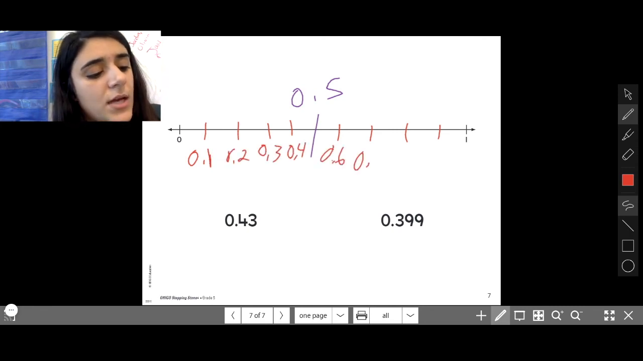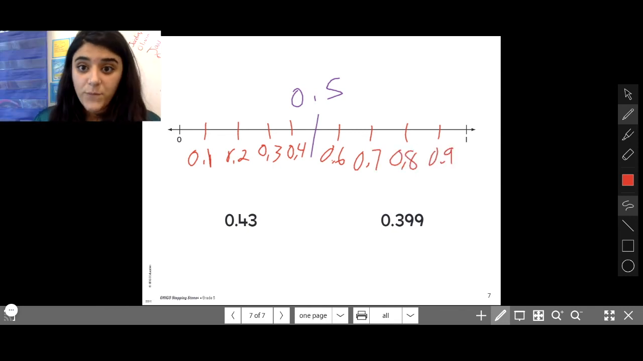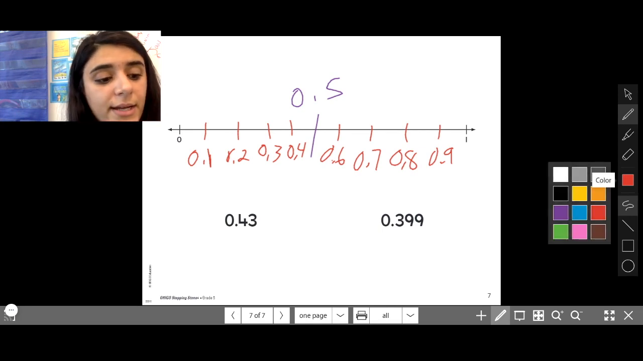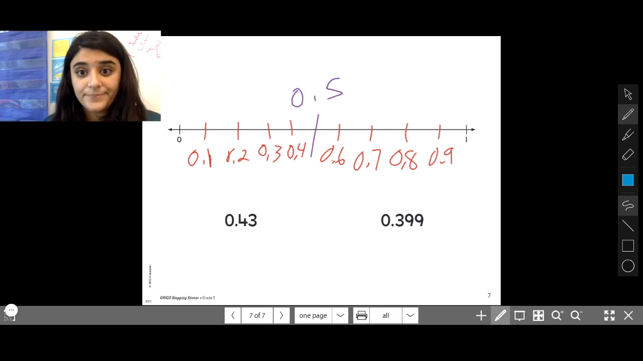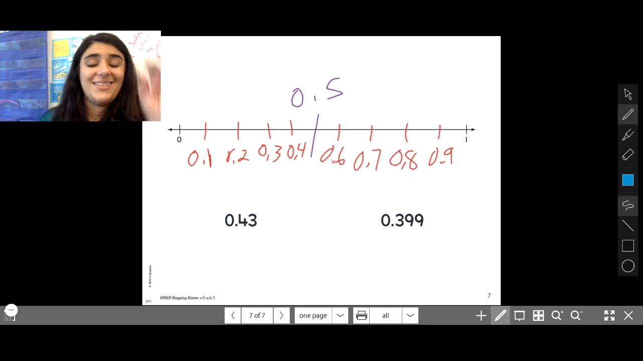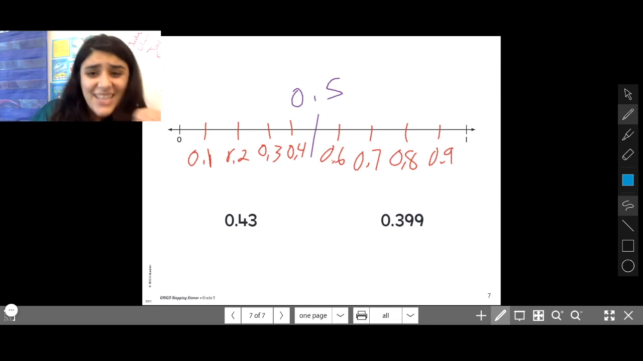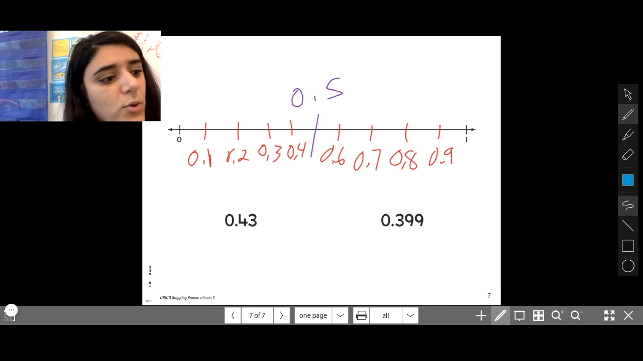All right, so where do these numbers fall on this number line? Well, we have 43 hundredths. How many tenths does that one have? That's right, it has 4. So it's going to come before or after the 4 on the number line? It's going to come after, right, friends? Because it has not just the 4 tenths, but some hundredths too. It's not just 4 tenths, it's 4 tenths and 3 hundredths. So it's going to go a little bit past the 4.